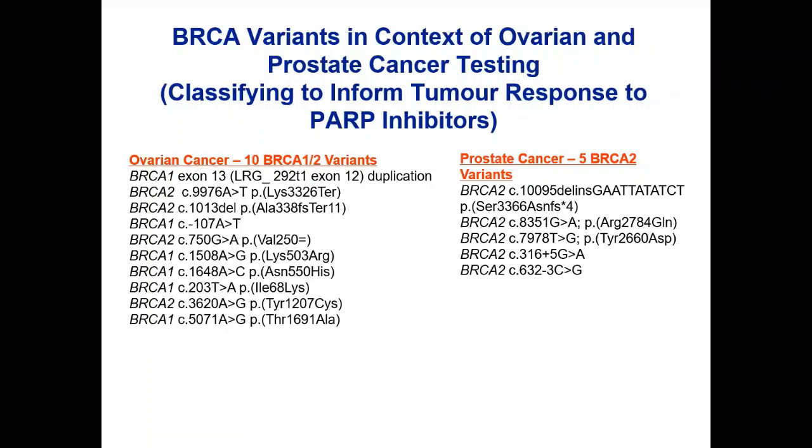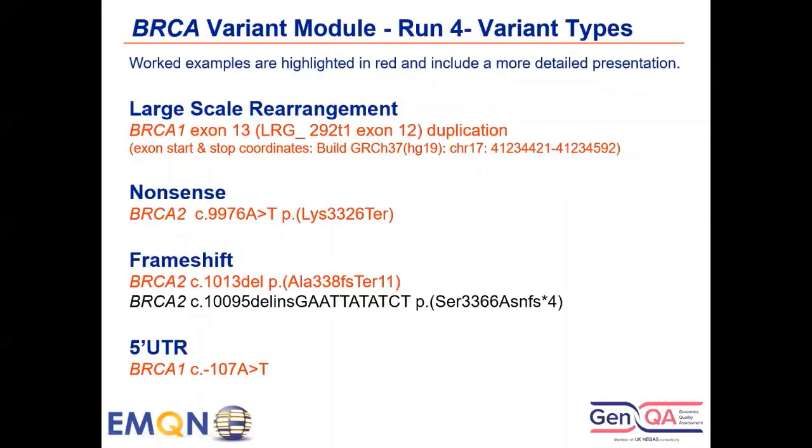The BRCA variants in the context of ovarian and prostate cancer testing, to classify to inform tumour response to PARP inhibitors, are listed on this slide. Under ovarian cancer, there are 10 BRCA1 and 2 variants, and for prostate cancer, 5 BRCA2 variants were interpreted. Looking now in more detail, the worked examples are highlighted in red and include a more detailed presentation of this BRCA variant module for Run 4.